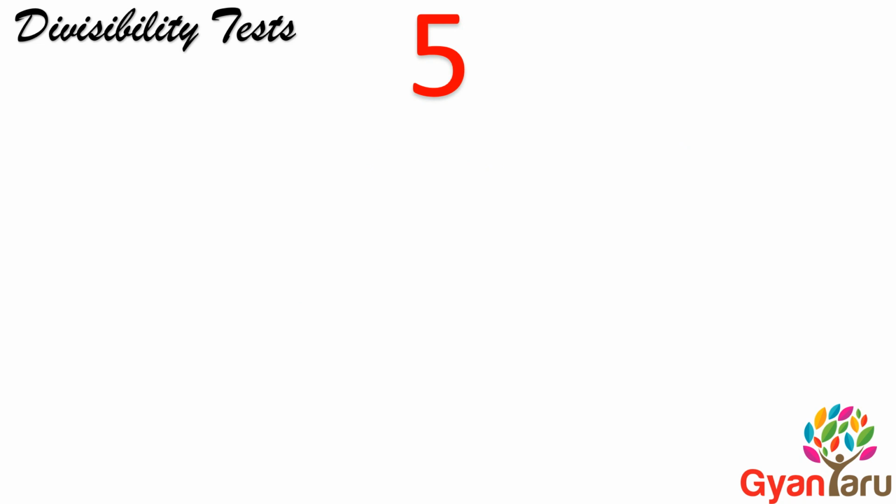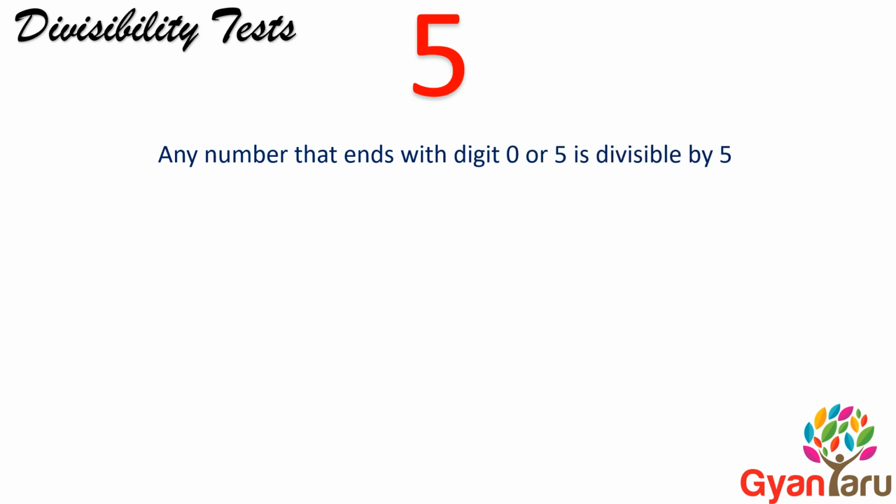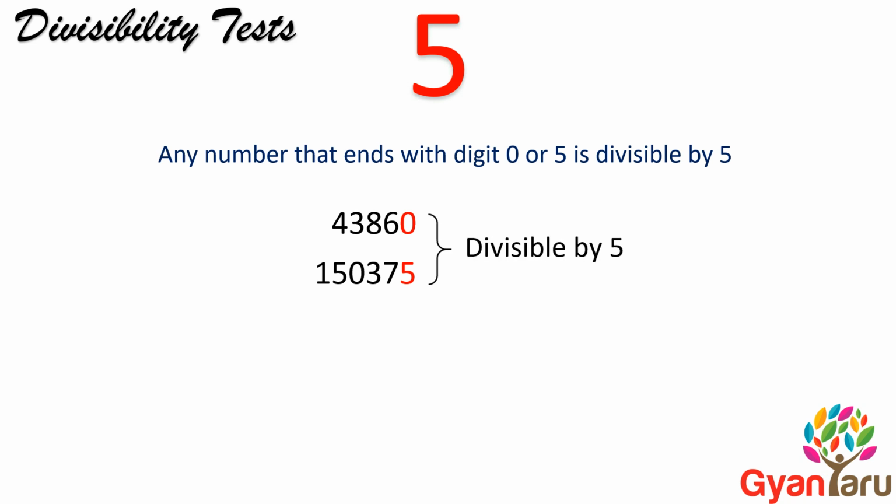Divisibility test of 5. Any number that ends with digit 0 or 5 is divisible by 5. For example, this number ends with 0 and this number ends with 5. So both numbers are divisible by 5.